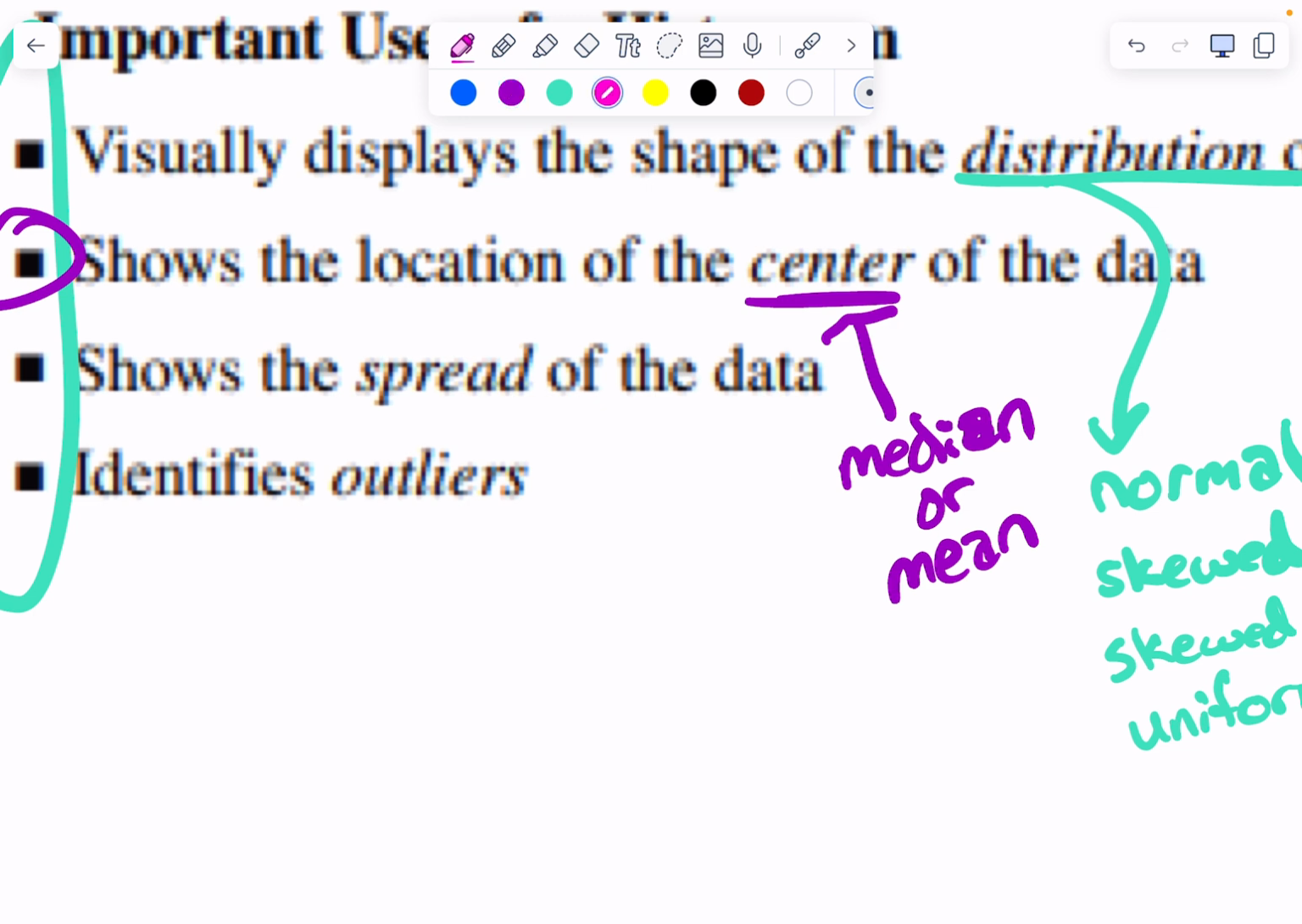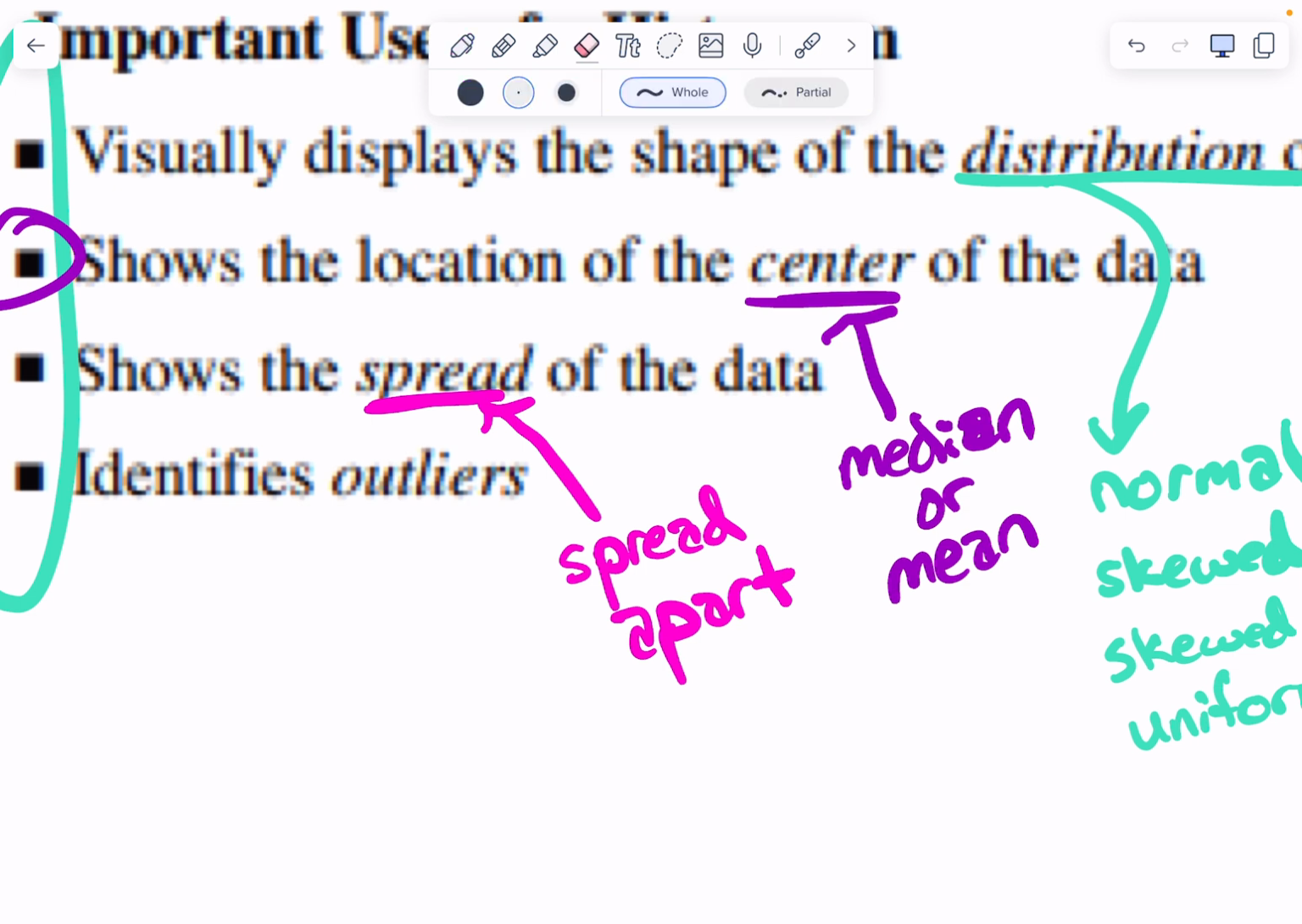It shows the spread of the data. So how far apart, how spread apart your data is, and that type of thing.